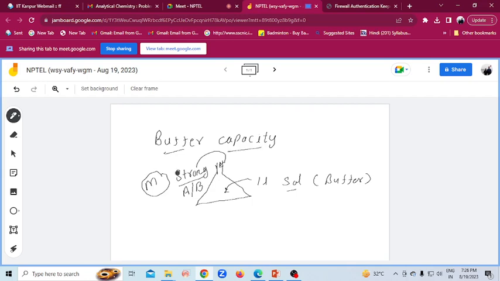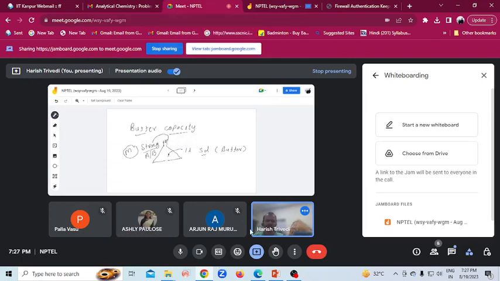So if your buffer is good, then it can handle more; the pH will not change even if you are adding more acid and base.